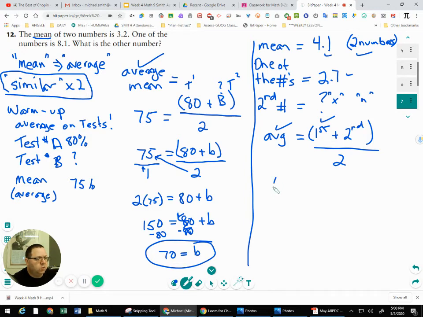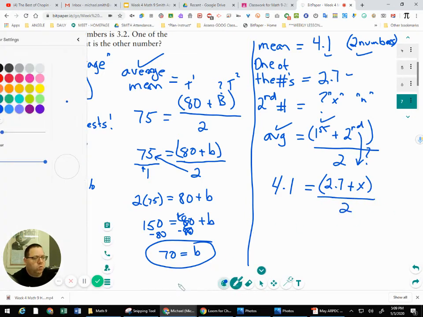So what is the average? It's 4.1. What's one of the numbers? It doesn't matter. You can call it first or second, but I'm choosing to call it first. It is 2.7, plus the second number, which I don't know. This is my unknown, so I'm going to put an x here. And then I'm going to divide that by 2.